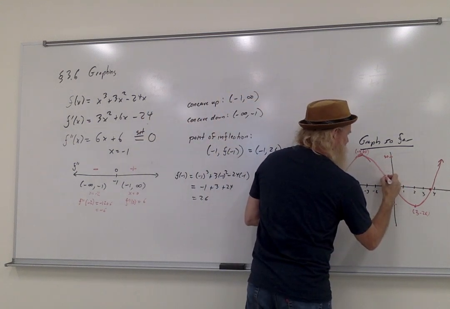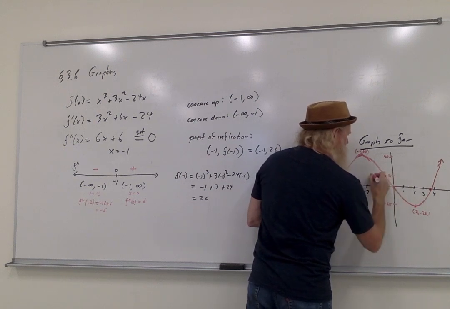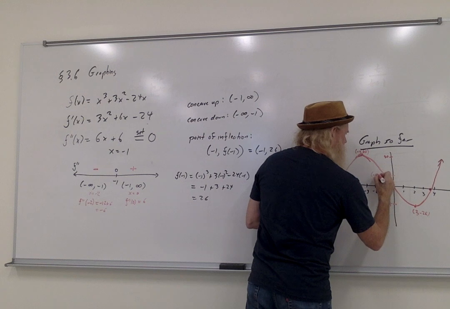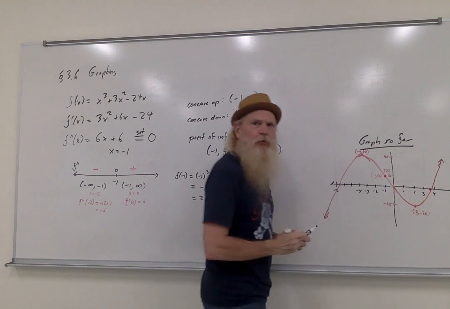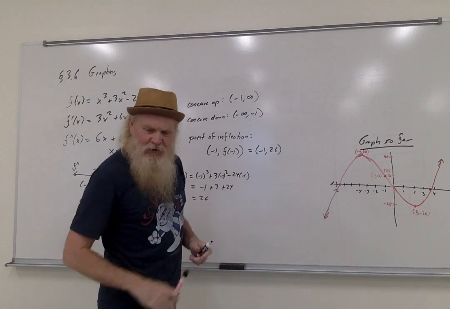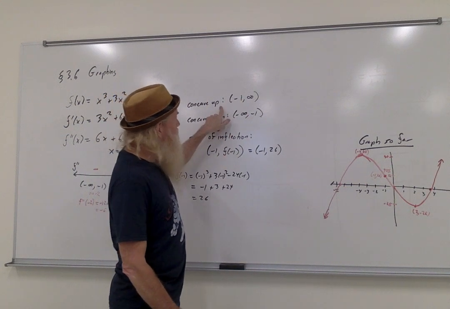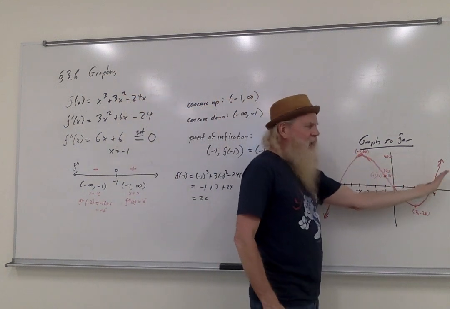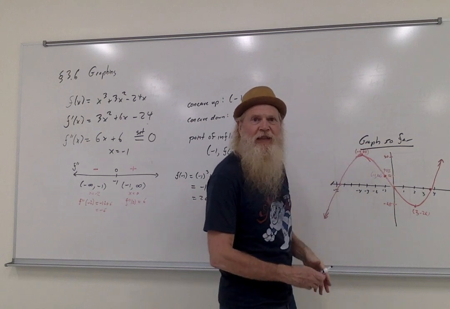And maybe we can just indicate that on the graph this way. At -1, 26. I'll just write POI for point of inflection. And notice that the graph is consistent with it being concave up from -1 to infinity, and concave down from -infinity to -1.